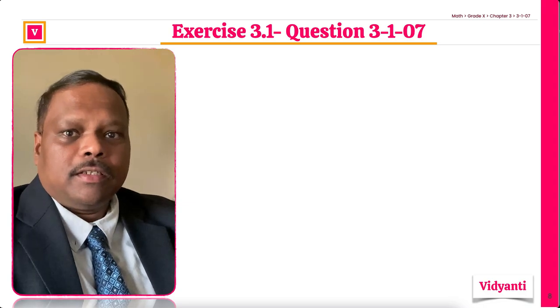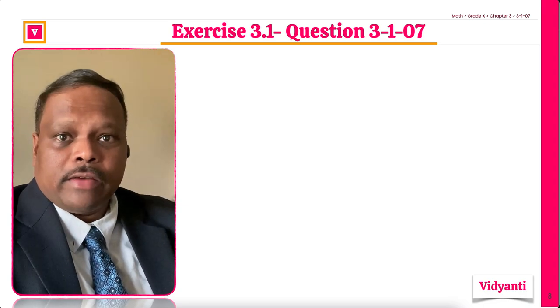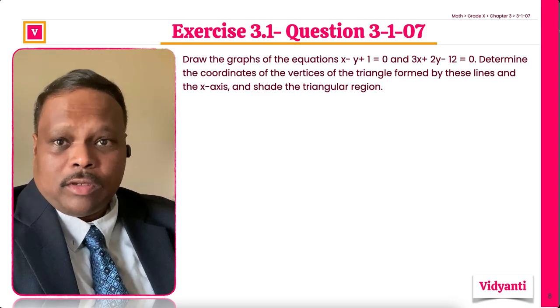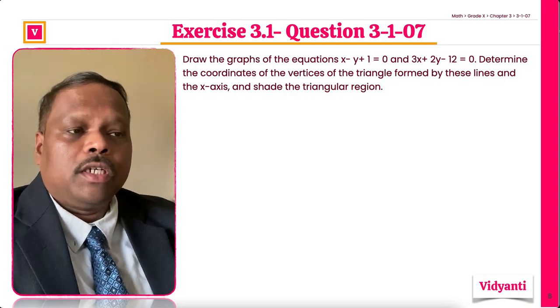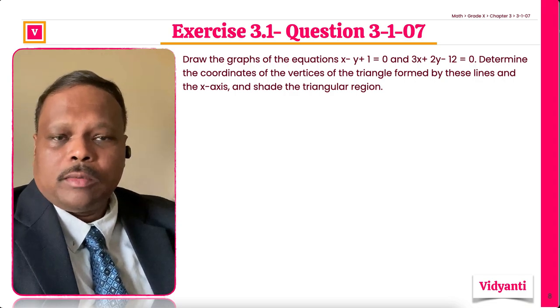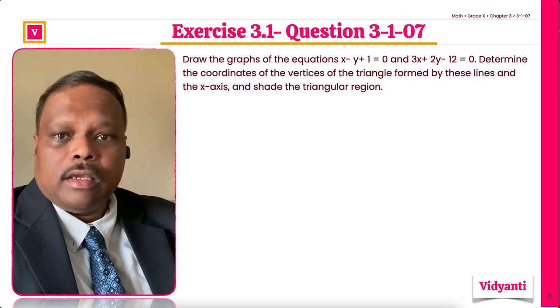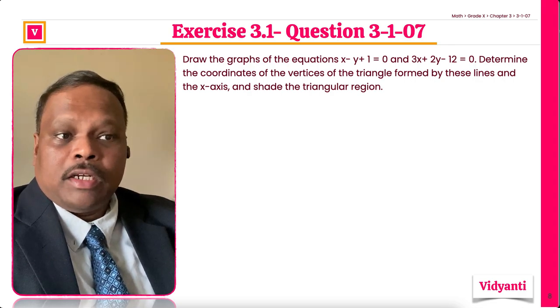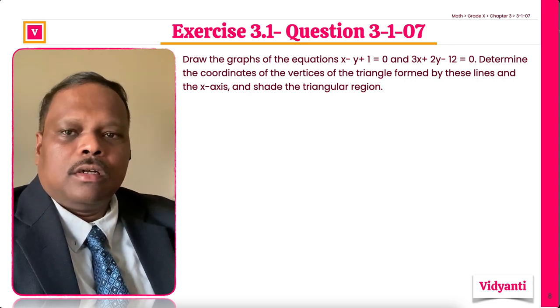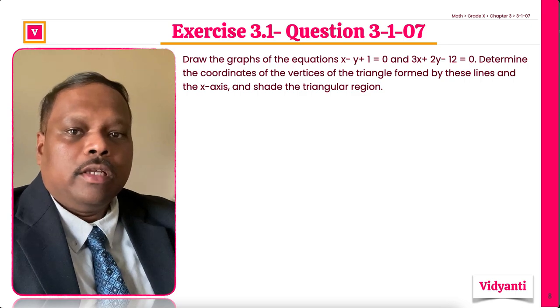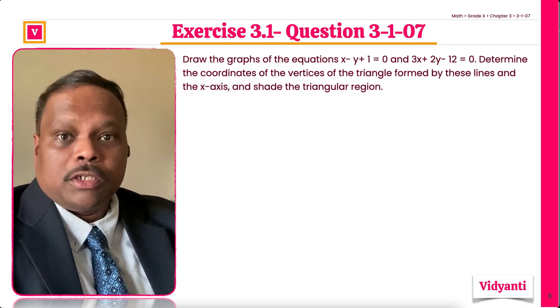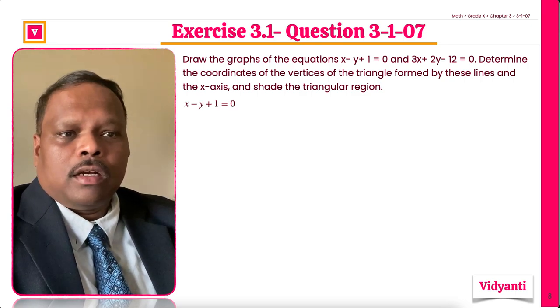See the next question in this exercise, question 317. Draw the graphs of the equations. We have been given two equations. Determine the coordinates of the vertices of the triangle formed by these lines and x-axis and shade the triangular region. Well, we have been given two linear equations. Let's concentrate on them for the time being.